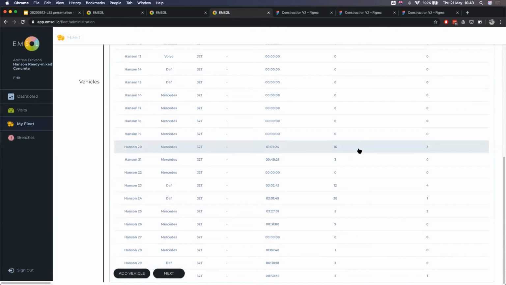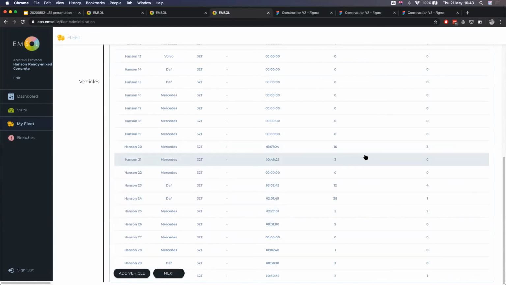But the important thing on this list is that they can see which vehicles have done the most visits to the site, and also which ones have been involved in breach events. So they can see here that this particular vehicle did 12 visits to the site, and it was involved in four breach events, whereas the one below did 28 visits to the site and was only involved in one event. And over time, that allows us to build up a picture of which vehicles maybe are the best performers and which ones are maybe the worst performers.